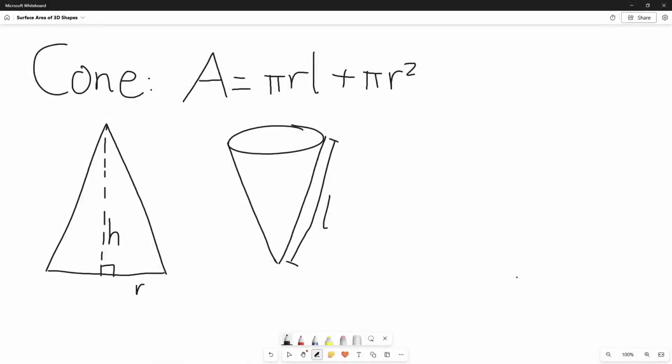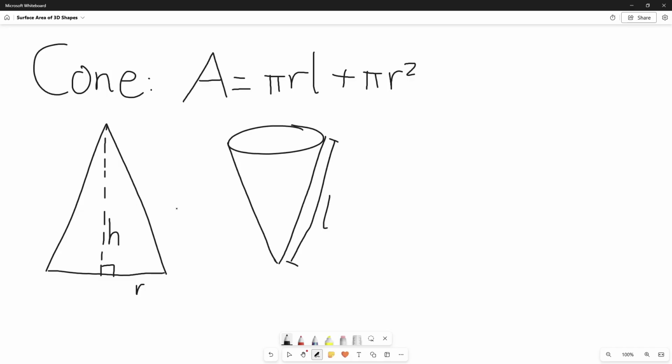And for a cone, its surface area is given by A equals pi r l plus pi r squared, and the pi r l is this curved surface area that goes around the cone, and the pi r squared is the circle at the very end. And pi r squared is self-explanatory. Pi r l, the l is actually the slant height, which is not the height of the cone, but the side here. If you look at it from the side, it creates this kind of triangle.